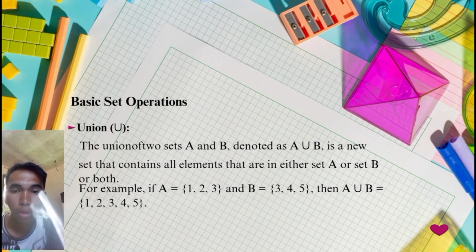Union. The union of two sets A and B contains all elements in either A or B or both. Example, if A equals {1, 2, 3} and B equals {3, 4, 5}, then A union B equals {1, 2, 3, 4, 5}.